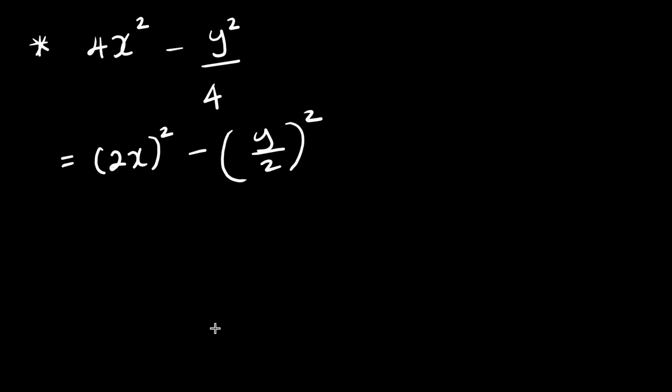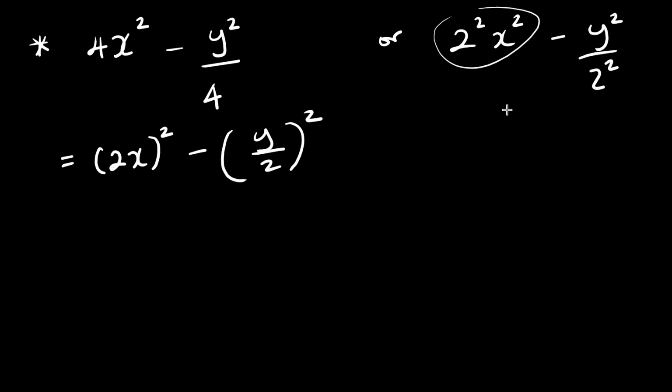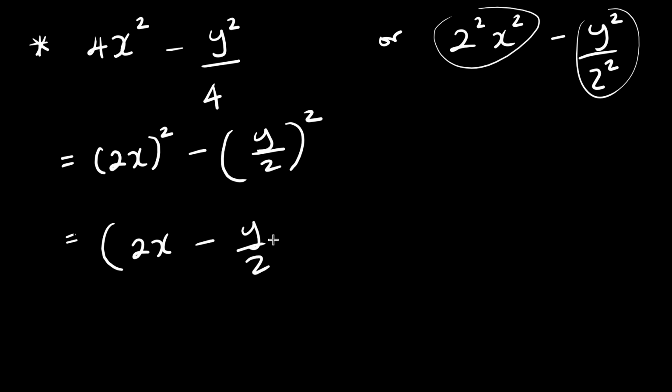You could have done a separate step if you wanted to. You could have looked at this as 2 squared times x squared minus y squared over 2 squared. I don't know if that would make it easier for you to identify the squares. And then you could put the squares over here all in one bracket and the squares over here all in one bracket, right? And so we end up here, and that means that our factorization is simply this square minus this square times the first square plus the second square. And that's it, right? Doesn't get too technical there.